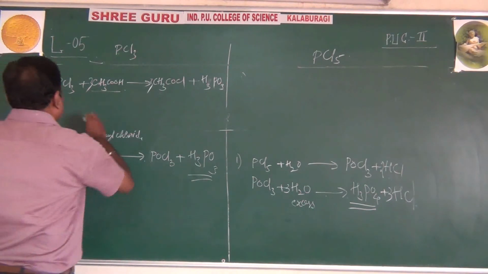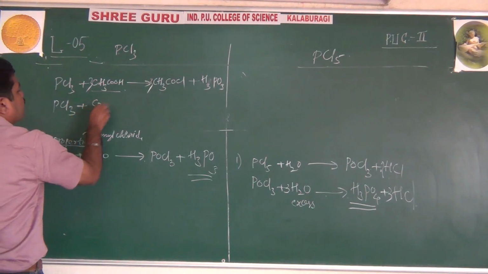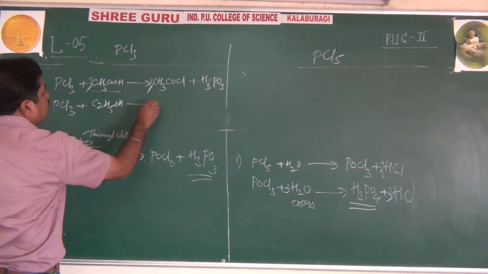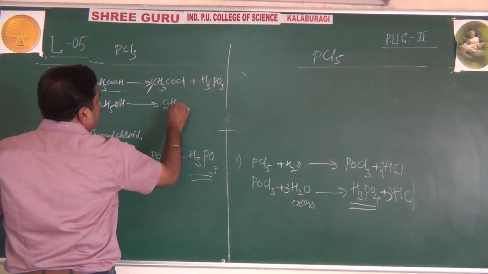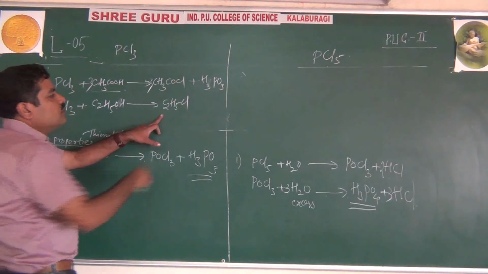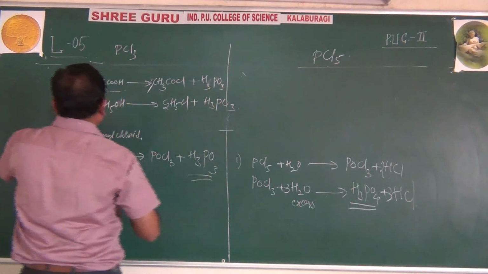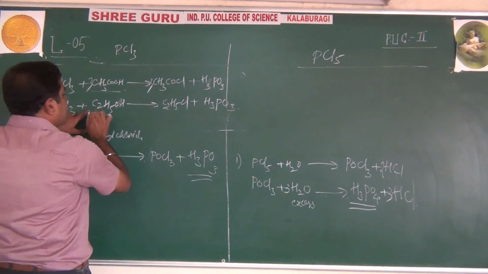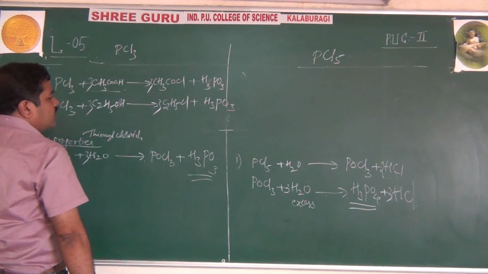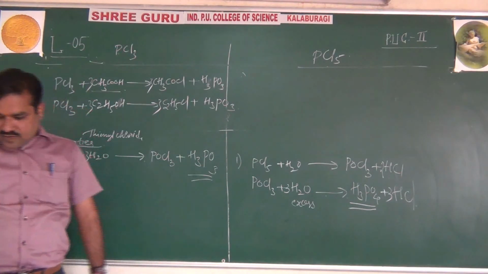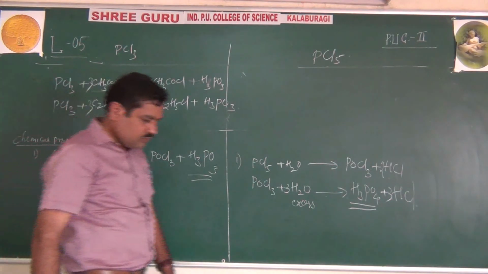Okay. Next, PCl3 will also react with ethyl alcohol, C2H5OH, an organic functional group, and form the respective C2H5Cl, ethyl chloride. Once again H3PO3. 3 C2H5OH gives 3 C2H5Cl.